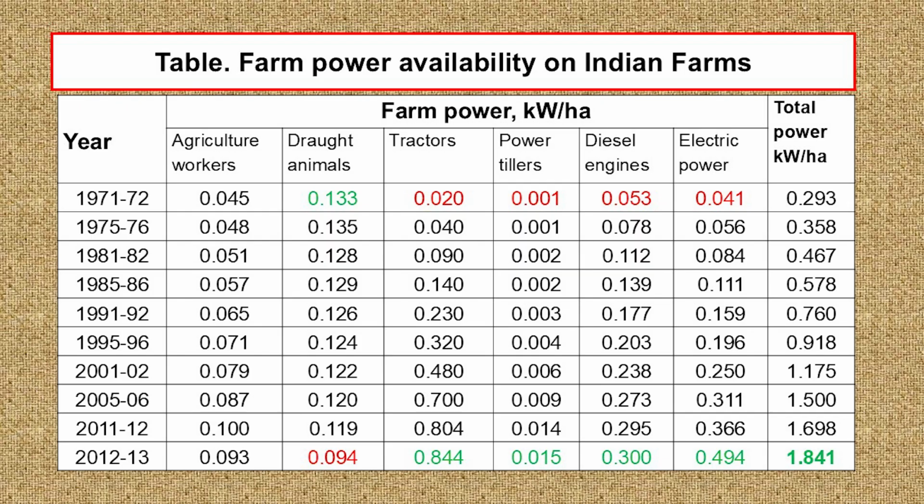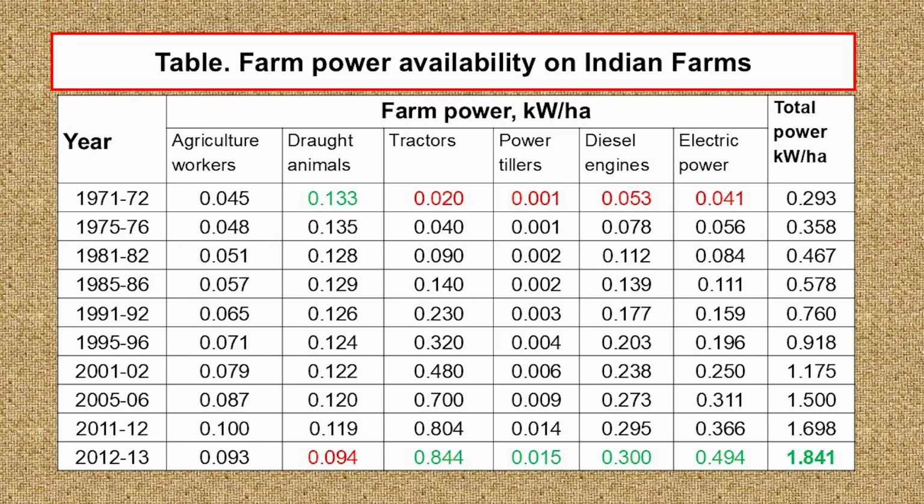to come from agricultural laborers. 0.133 kilowatt was from draught animals. The tractors contributed 0.02 kilowatt to the total farm power during 1971-72. Power tiller was 0.001 kilowatt per hectare. Diesel engines contributed 0.053 kilowatt per hectare, and electrical power was 0.041. That is how, combined together, the total farm power available during 1971-72 was 0.293.